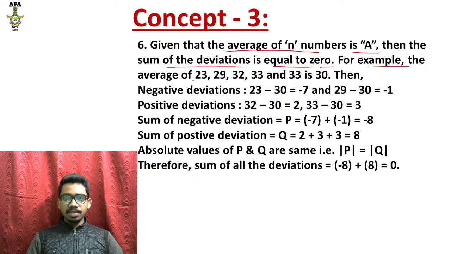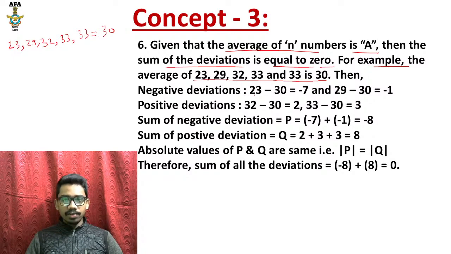For example, the average of 23, 29, 32, 33 and 33 is 30. So the average of these numbers, 23, 29, 32, 33 and 33, is equal to 30. The average is given as 30. If we add all the numbers and divide by 5, we will get 30.